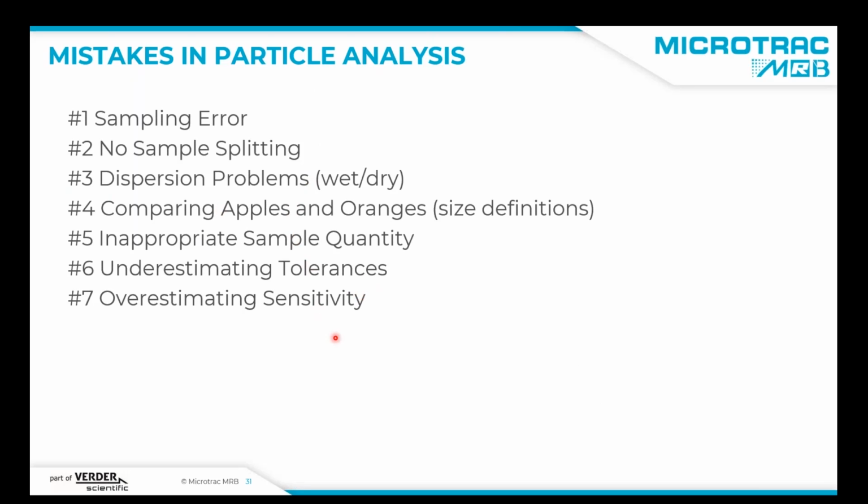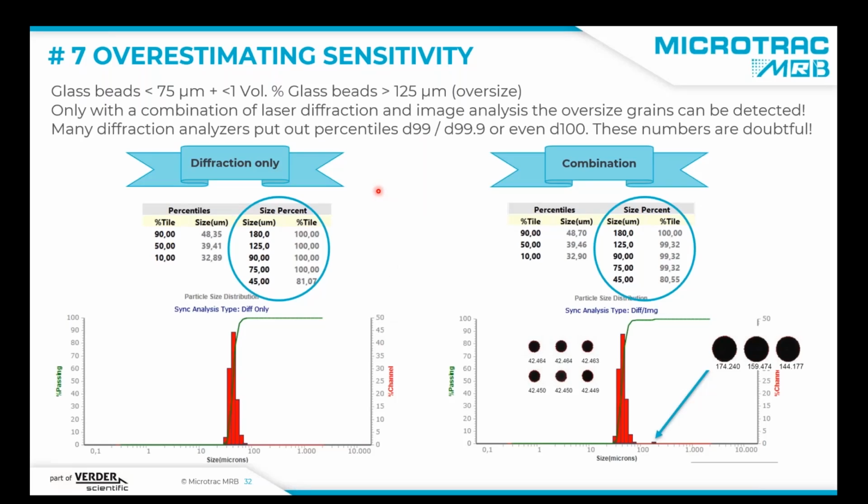The next point will be overestimating sensitivity. And I'm going to show you an example from laser diffraction. What we have done here is we have taken a sample of glass beads, and these glass beads have been entirely smaller than 75 micrometers. This can be produced very easily by sieving. You just take a 75 micrometer sieve, and everything that passes is your sample here. And then we have added about 1 volume% of glass beads that are larger than 125 micron. We call that oversize. Oversize just means a small percentage of particles that are much bigger than the rest.